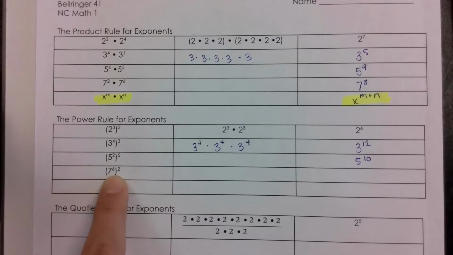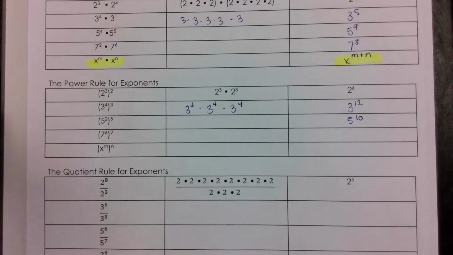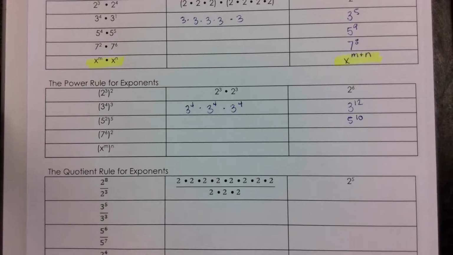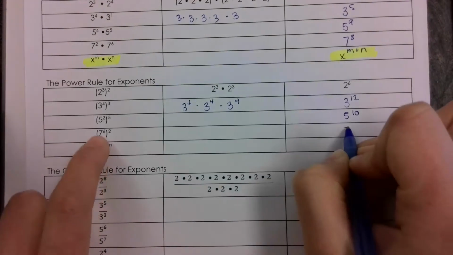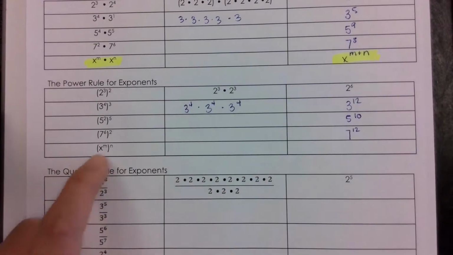All right, so looking at the next one. We've got 7 to the 6th squared. So again, a power to a power, you multiply. So that's going to be 7 with the exponent of, what, 6 times 2? 12. So the last part, we've got that m and n again.